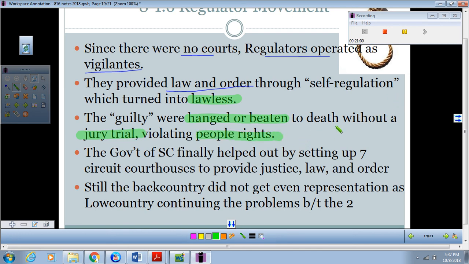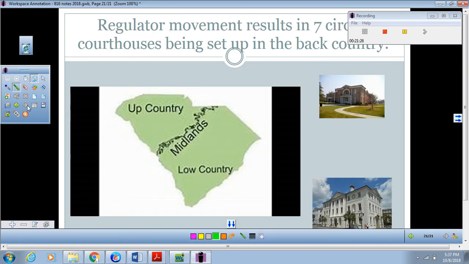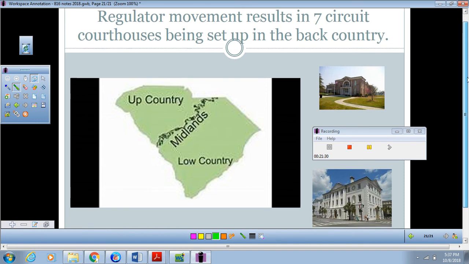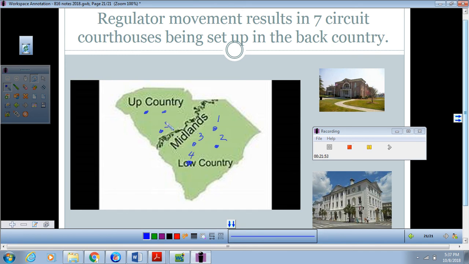In the end, one of the main effects of the regulator movement is 7 circuit courthouses were set up to provide justice, law, and order. The backcountry still did not get even representation as the low country, which continued the problems between the two. So, one effect of the regulator movement was the establishment of 7 circuit courthouses set up in the backcountry. Here's a couple courthouses. I believe that one's in Charleston, which is actually the low country. But in the backcountry, there were 7 circuit courthouses set up, which would pave the way for justice, law, and order, and help protect those citizens in the backcountry.